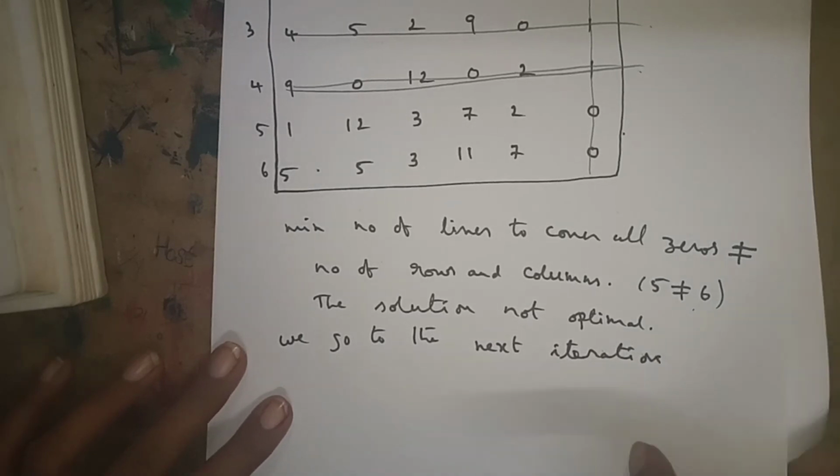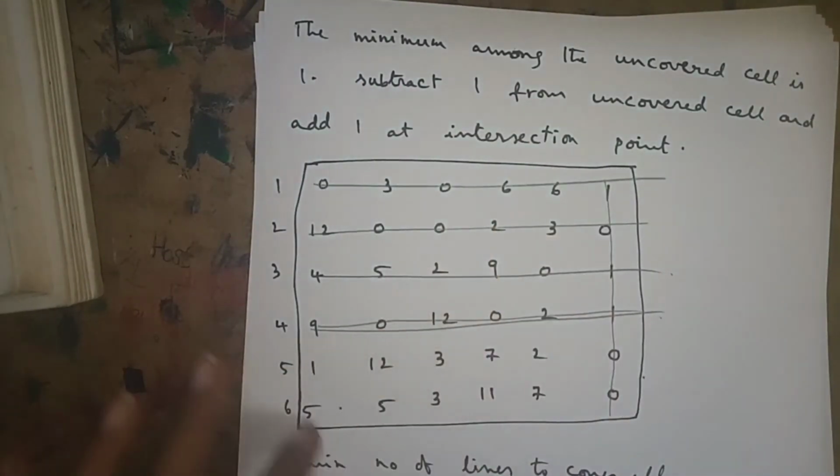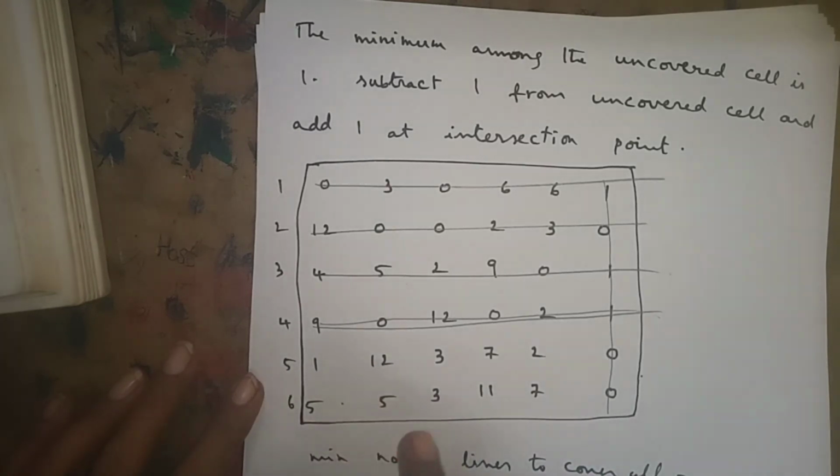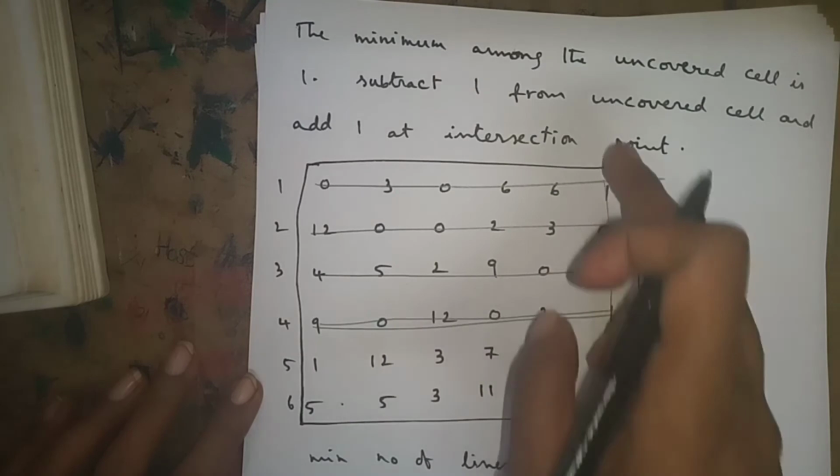How to go to the next iteration? Again from this. Now the minimum value from the uncovered entries. The minimum value from the uncovered entries is again 1. What we have to do with that one? Subtract 1 from the uncovered entries. Now add 1 at the intersection points.